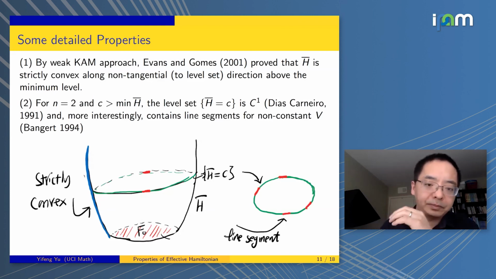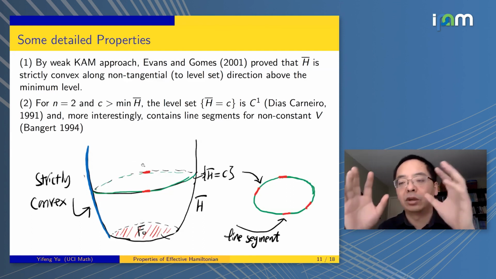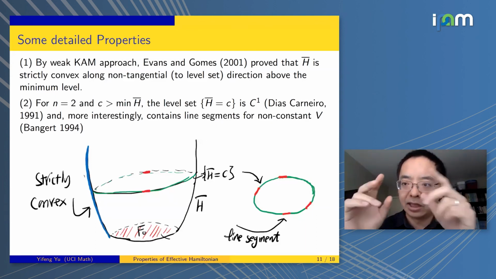It's strictly convex, but nevertheless, a more subtle and sophisticated issue is if you look at the level sets. Okay, so if you look at the level sets, then what's going to happen is, first of all, the level set is still C1, which is interesting, but not very surprising. That was proved by Concordel. Then Bangert in 1994 stated the problem in a different situation, but it's essentially equivalent.